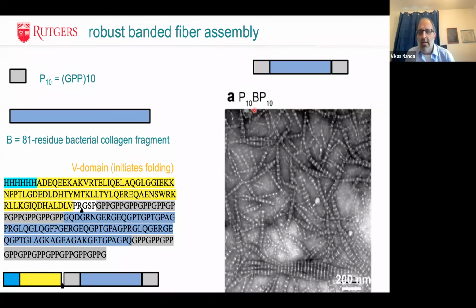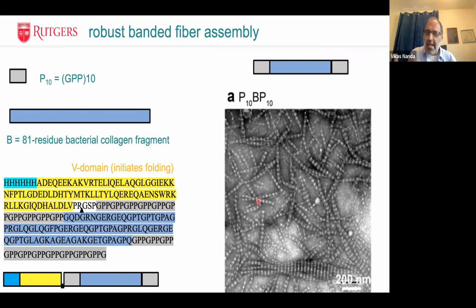So here's an example. We call this P10, B for the B fragment of this bacterial collagen, then another P10. And you can see here from this micrograph that it makes these banded structures. And this is on a 200 nanometer scale. So these fibers are maybe a few hundred nanometers in length, and about 10 to 15 nanometers in width. And we get this robust banding. And we see this again and again with multiple preparations of this protein. It's relatively easy to purify, and we get repeatable assembly behavior.